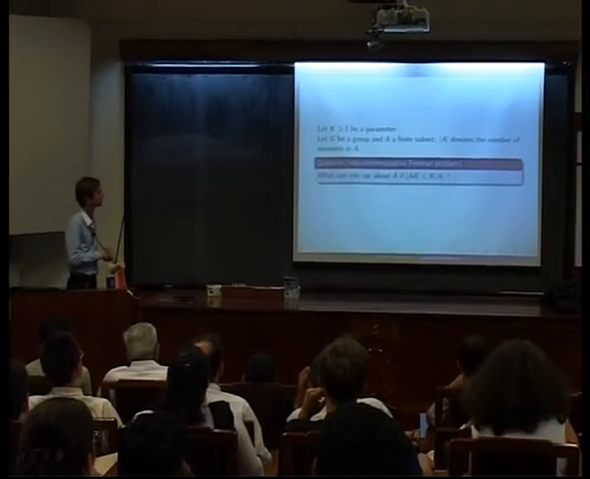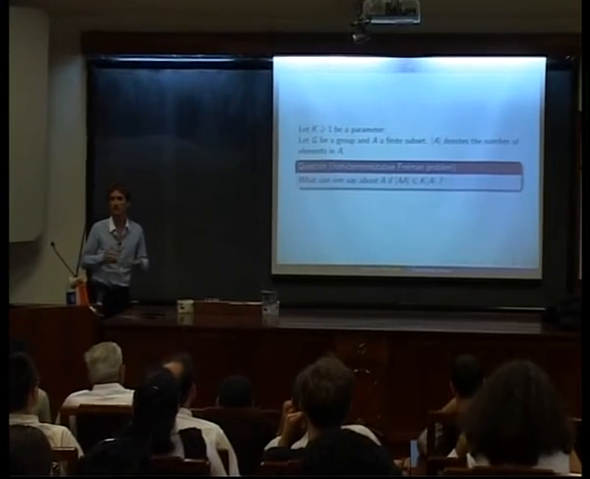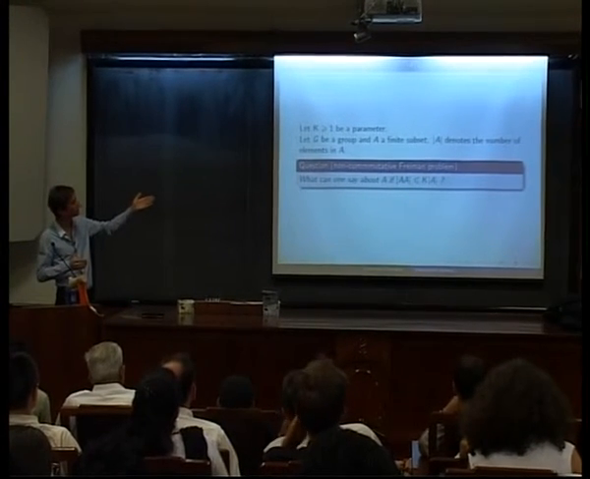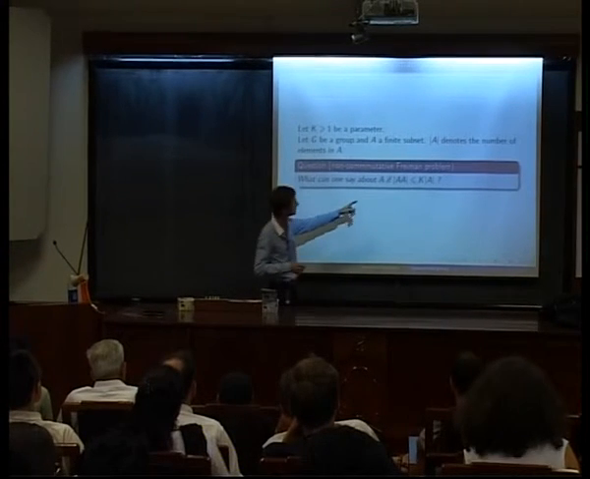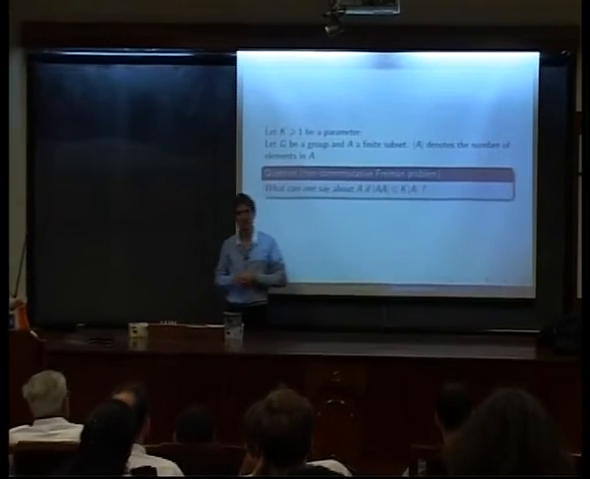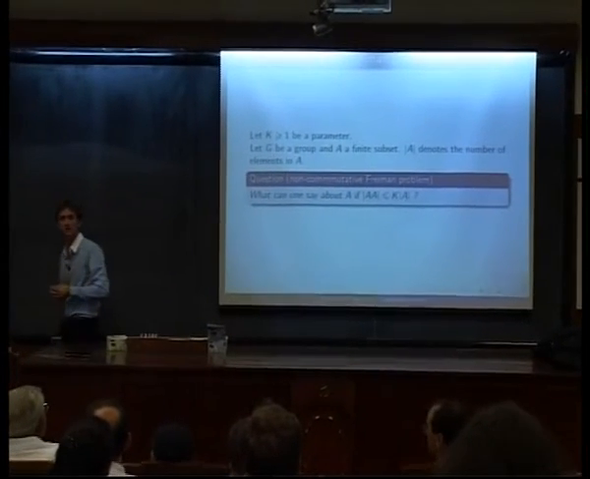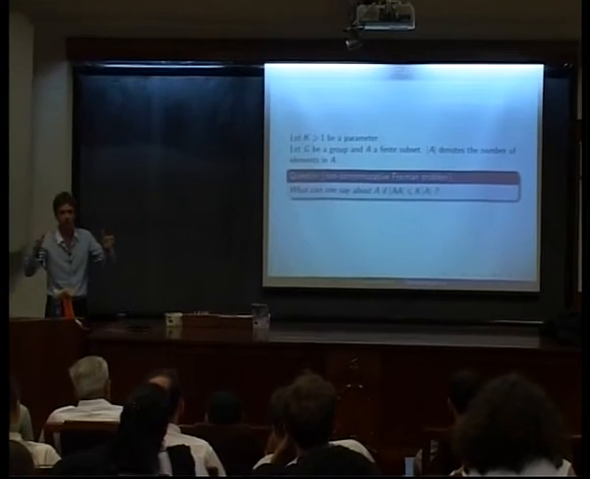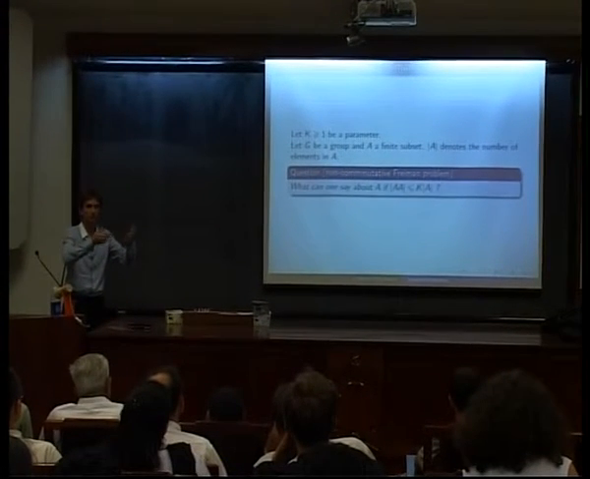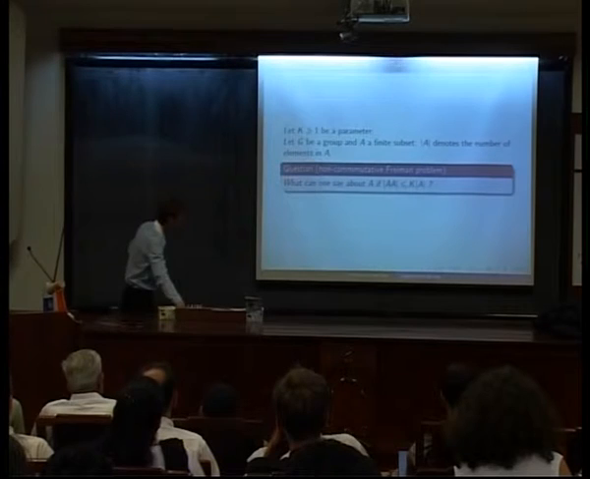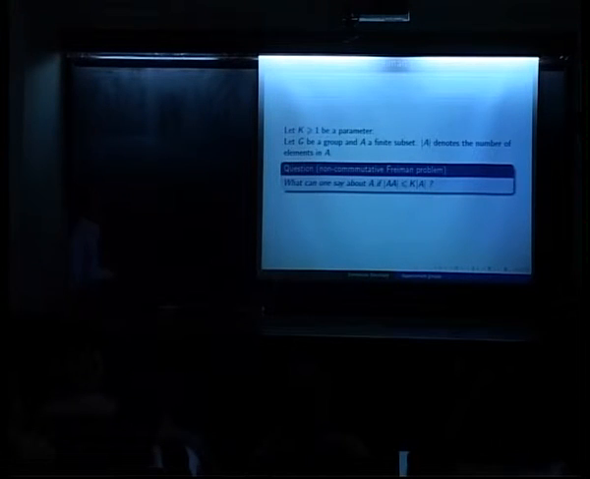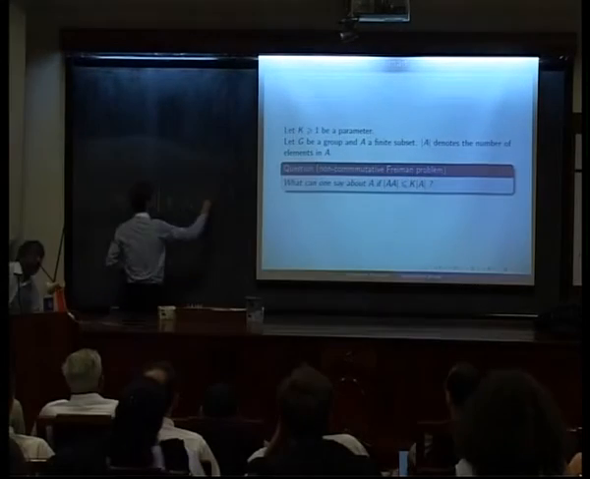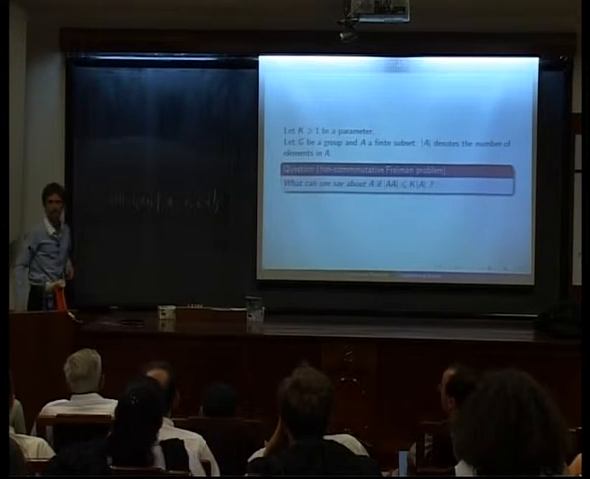So here's the question. It's a really vague question at the beginning. What can you say about A if all you know about A is the fact that the size of A times A is at most K times the size of A? A times A is the set of products a1 a2, both of them belonging to A.